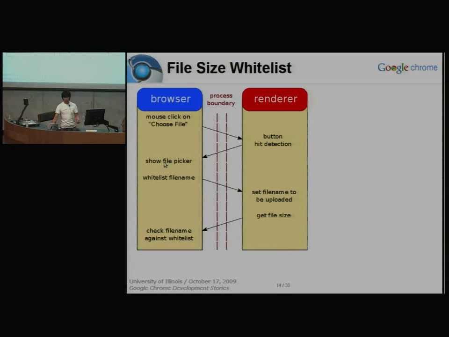By having this extra whitelist step, it makes it safe to have this message between the renderer and the browser. So we try to carefully audit the messages that the renderer can send to the browser because you don't want to accidentally expose some message that would allow the attacker to install malware. Questions at this point?